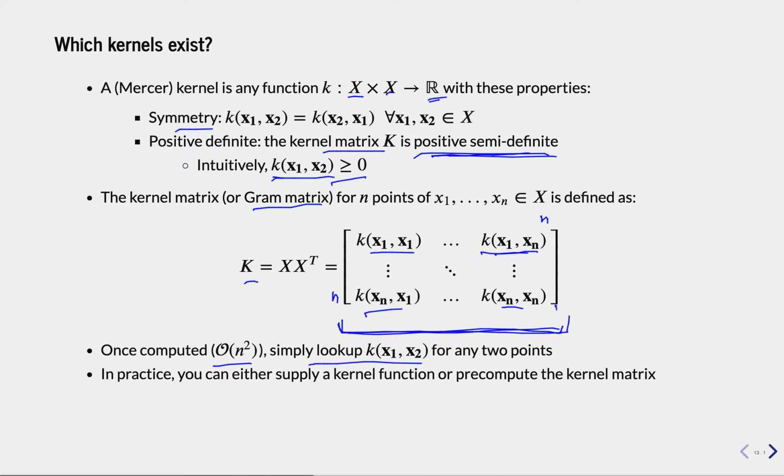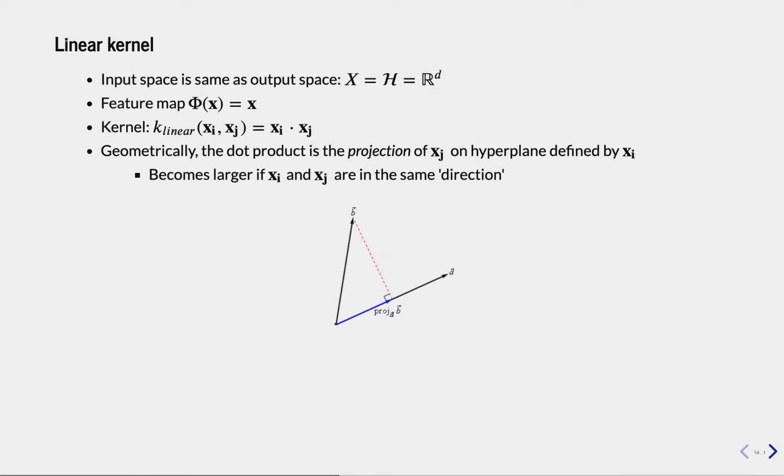In practice, you can either supply a kernel function, or if you have a problem for which a kernel function does not exist, like for instance if you work with text or images or graphs, then there is no real kernel function for that, but you can use any other similarity to pre-compute the kernel matrix. And you can still then use kernelized support vector machines. We'll come back to that. So for now, assume that there's a kernel and we can use that.